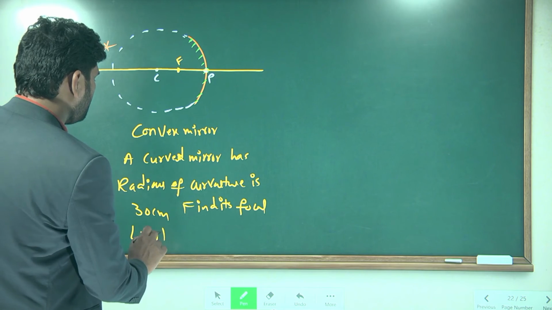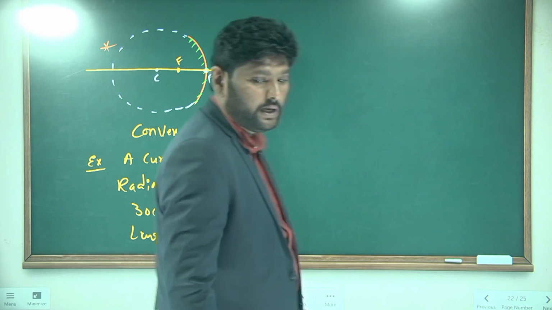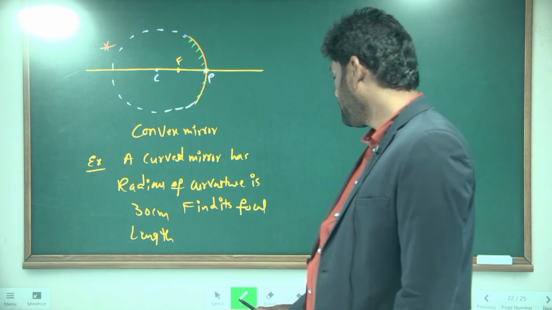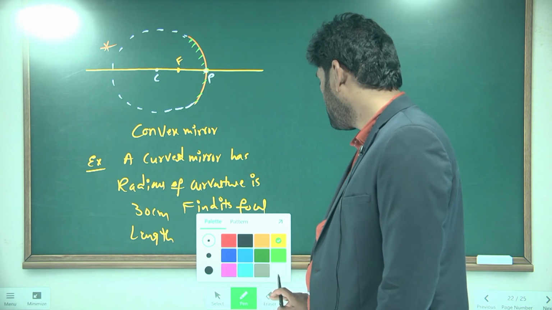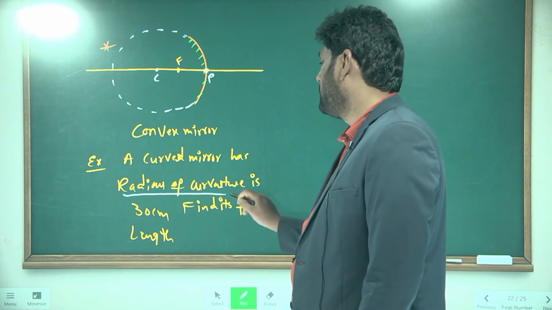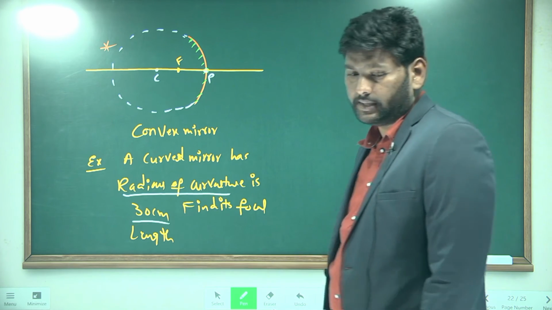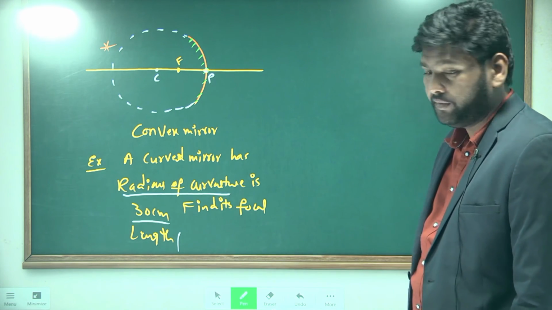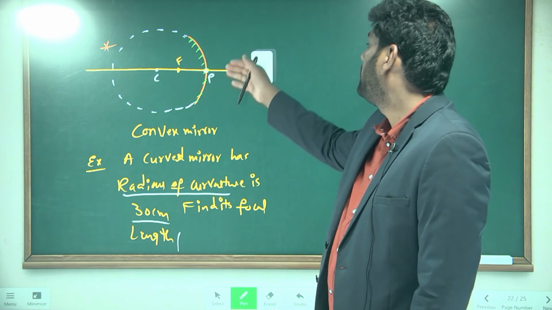Tell me the answer. Find its focal length. By using which relation will you get the answer? The radius of curvature given is 30 centimeters, and I am asking you to find the focal length.